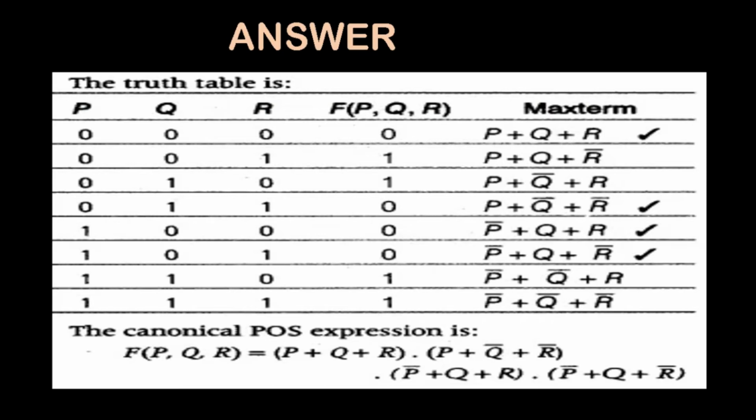So P dash plus Q dash plus R dash. And we have to select the max terms. How will you select them? Wherever there is 0 in the output column, we have to choose it. If you have 0 in the column F, then we have to take those max terms. So the first one, M naught, has a value 0 and I have put a tick mark there so that we have selected it.